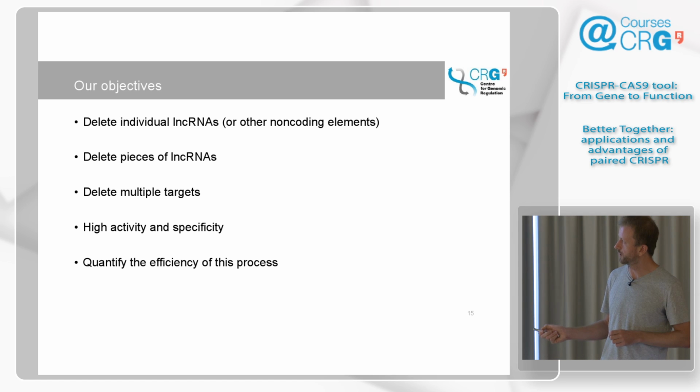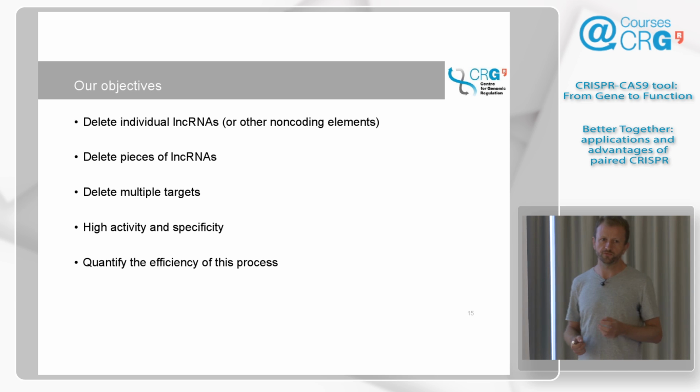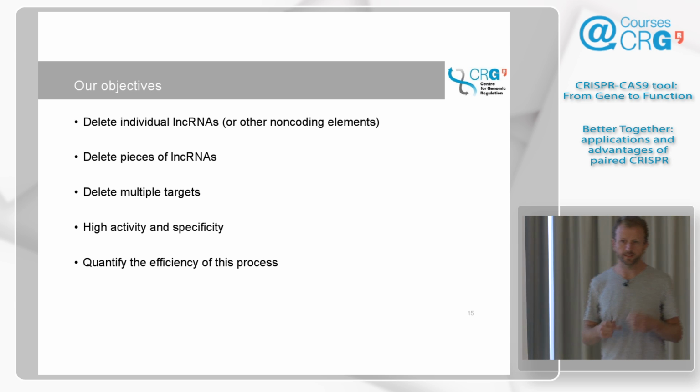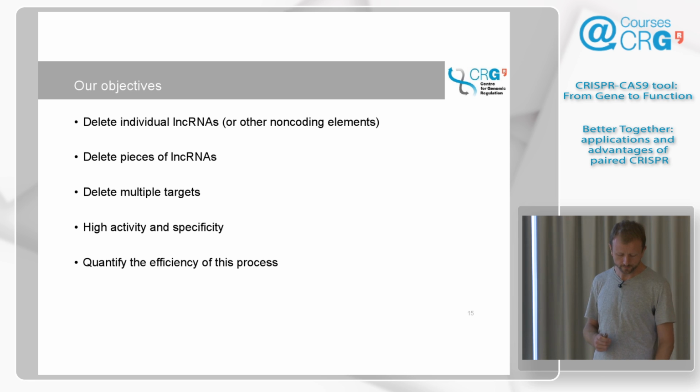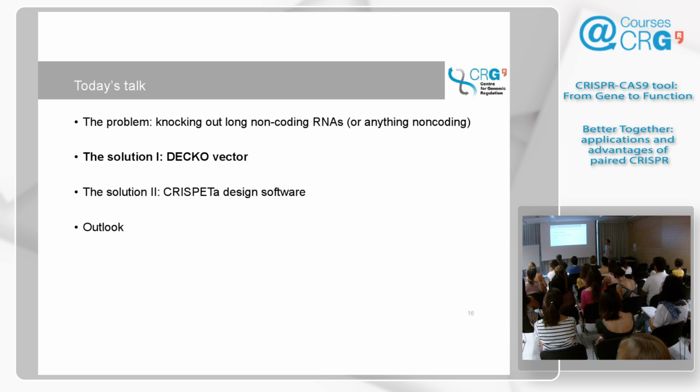We've also put quite a lot of effort into developing some methods to actually quantify the efficiency of this deletion. In an analogous way to the Surveyor method, we've been working on some simple ways to delete something and check how efficiently we're able to delete it in a sample. Okay, so that's the justification and some background on what we're doing. Now I'm going to talk firstly about our vector system called DECO.